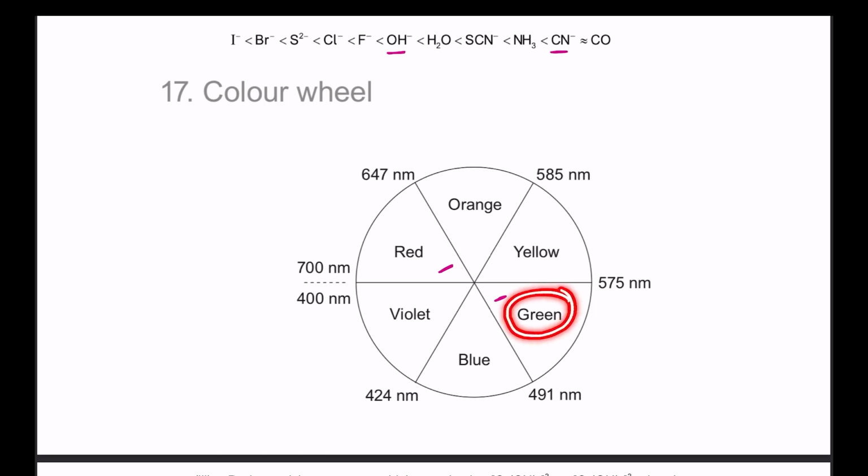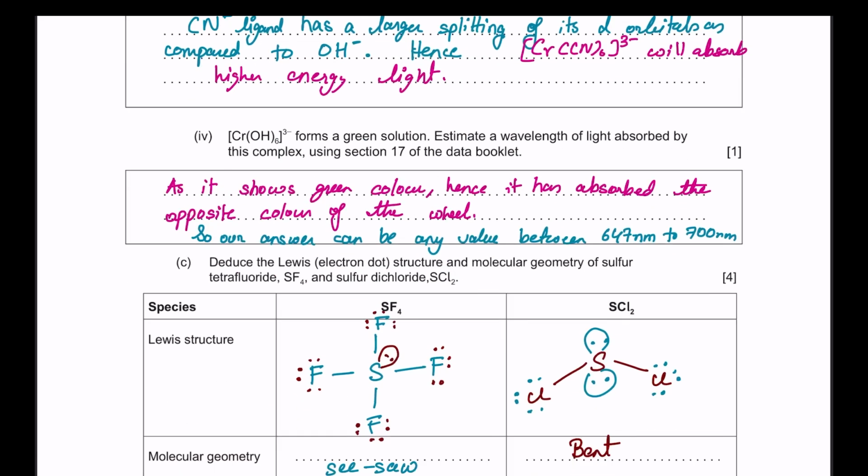So see, green light is visible. If green light is visible, that means it has absorbed the light which is opposite to green on this color wheel. So it has absorbed red light. The wavelength of red light is between 700 and 647, so any wavelength value between 700 and 647 will be true. Your answer can be anywhere between 647 and 700. Maybe you can choose around 670 or something, which is in between.